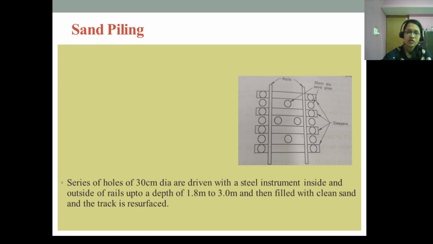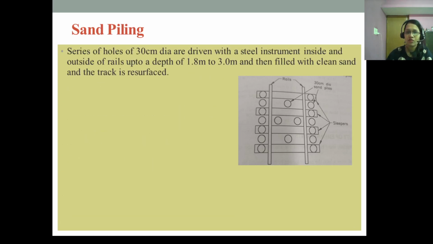Coming to sand piling, in this method, a series of holes of 30 centimeter diameter, as you can see here, are driven with a steel instrument inside and outside of the rails up to a depth of 1.8 meters to 3 meters, and then filled with clean sand, and the track is resurfaced. These holes are driven vertically into the subgrade, especially through the water or weak pockets, by means of augers or similar tools, or by driving wooden piles and then taking them out.